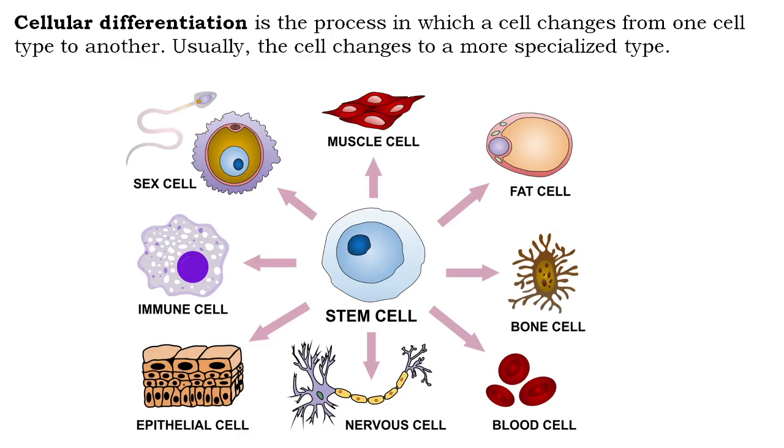One zygote cell divides, and we are composed of trillions of cells, and those trillions of cells differ in their structure and differ in their functions. So we are made up of different types of cells.